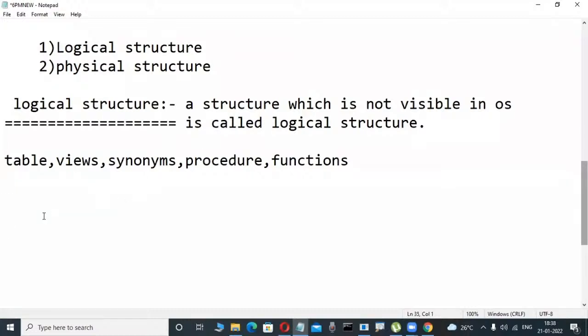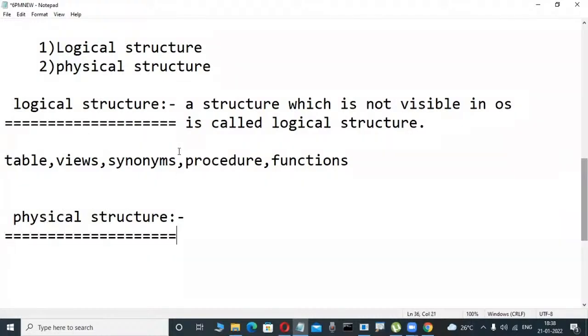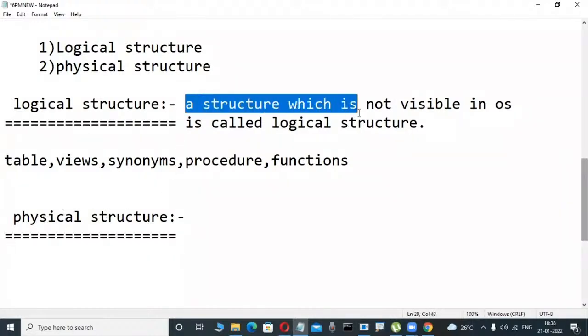Now observe here. What is a physical structure? Don't write it down. Just roughly observe it here. A physical structure. Just for the idea. What does a physical structure mean? This is the opposite. A structure which is visible in the operating system.